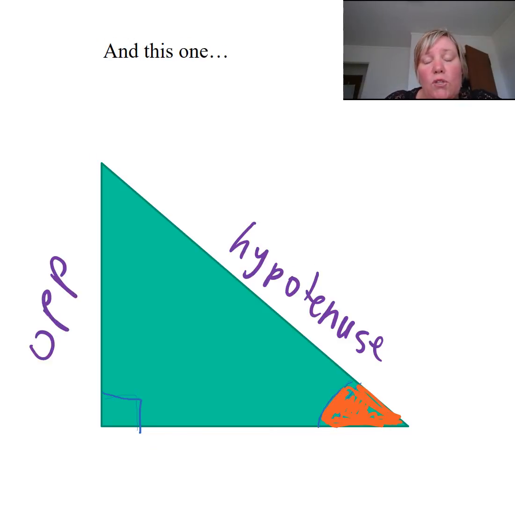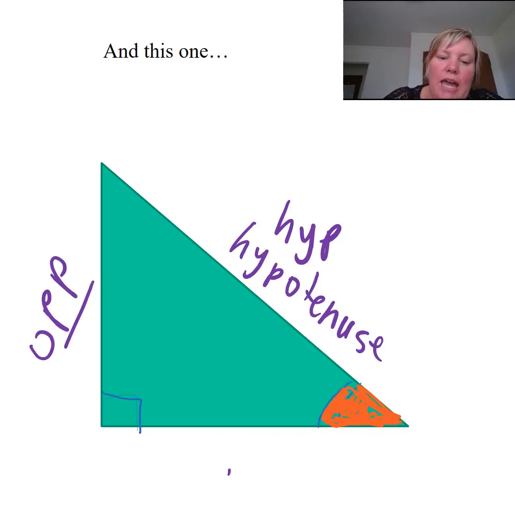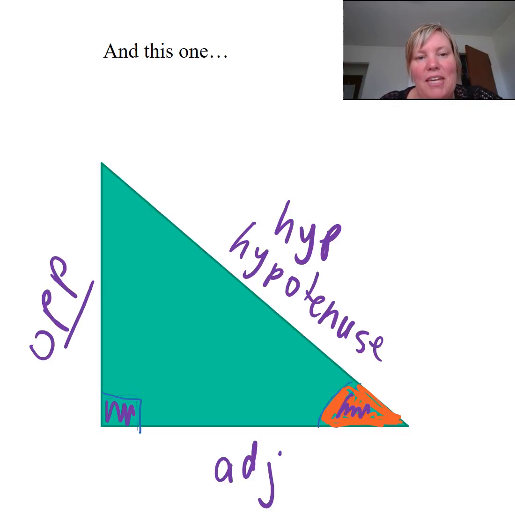It's quite useful to just use 3 letters, like HYP for hypotenuse, OPP for opposite, and ADJ for adjacent. And look at that adjacent side. See how it's touching both the marked angle and the right angle. And I think that ends the slide.